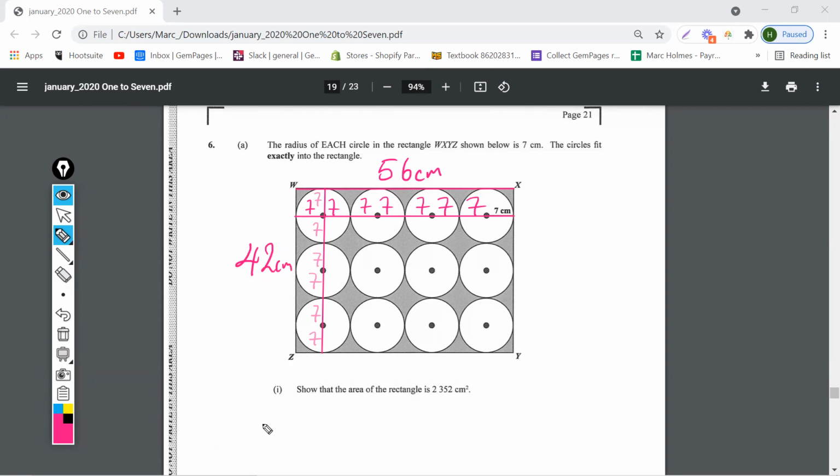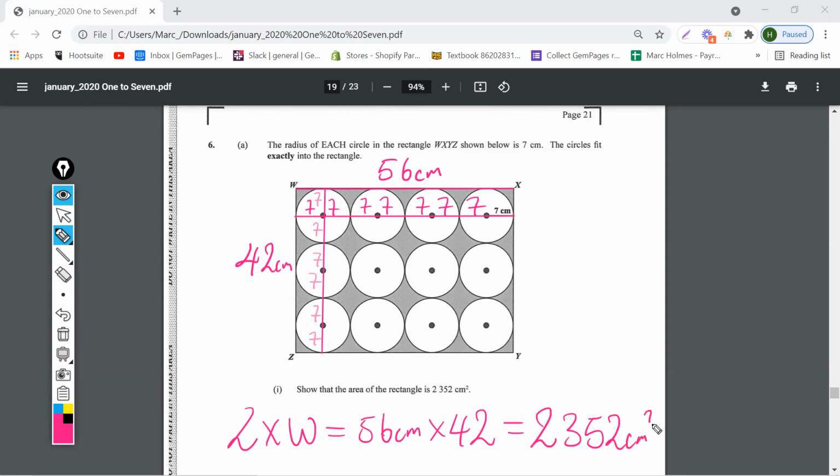So the area of the rectangle is the length times the width, and the length is 56 centimeters, and the width is 42. When you multiply those, you should get 2,352 centimeters squared. So this part was easy. I think this part was very easy.